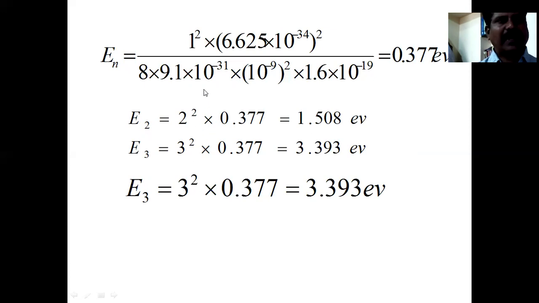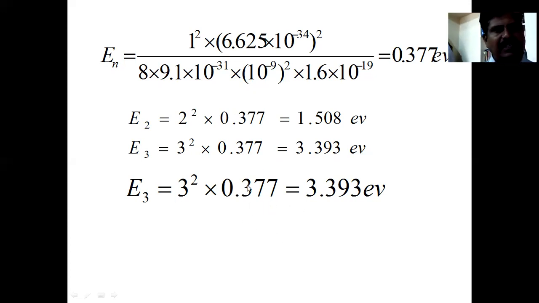Simply write 2 square. n equals 2, make it square, multiplied by the first state 0.377. So that is equal to 1.5 electron volts. The third state is 3 square into 0.377, that is equal to 3.393 electron volts. That's the eigenvalue of energy in the third state.